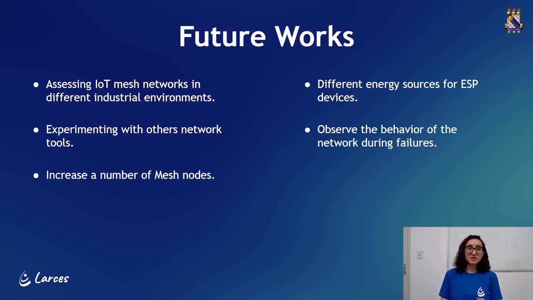For future work, this paper can be used to address the challenges with Wi-Fi in terms of throughput, latency, and signal coverage. It can also involve assessing the IoT mesh network in different industrial environments and experiments with various tools. Besides that, it can be used with more mesh nodes, different types of mesh topologies and energy sources, and also to observe the behavior of the network during failures.